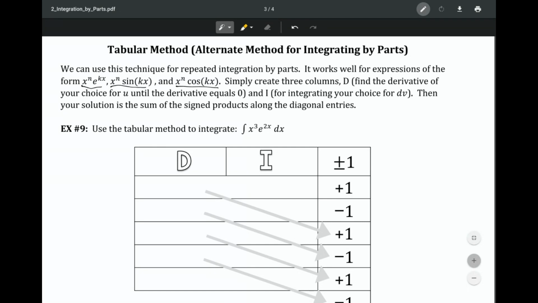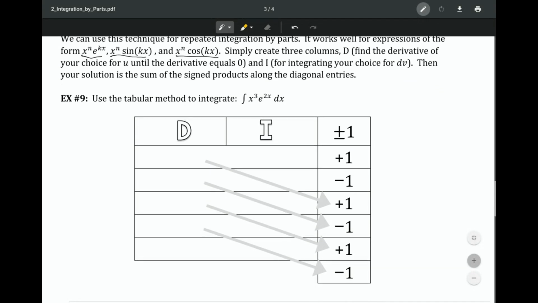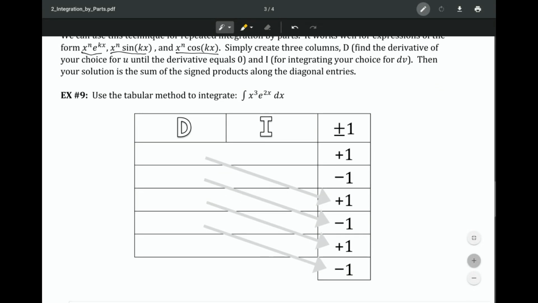So you're going to take the derivative over and over until you get 0, and then you're going to pick the I, which is going to be your choice for U prime, which means you're going to integrate as many times as it takes, where you have the same amount of derivatives as you do integrals. So I'll show you what that means in a second. That might sound confusing here.